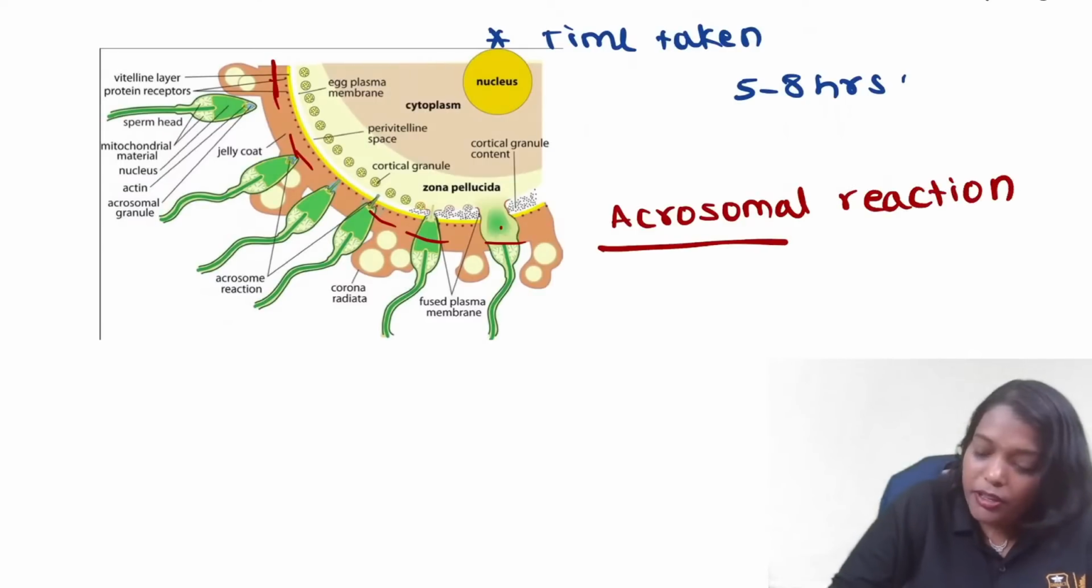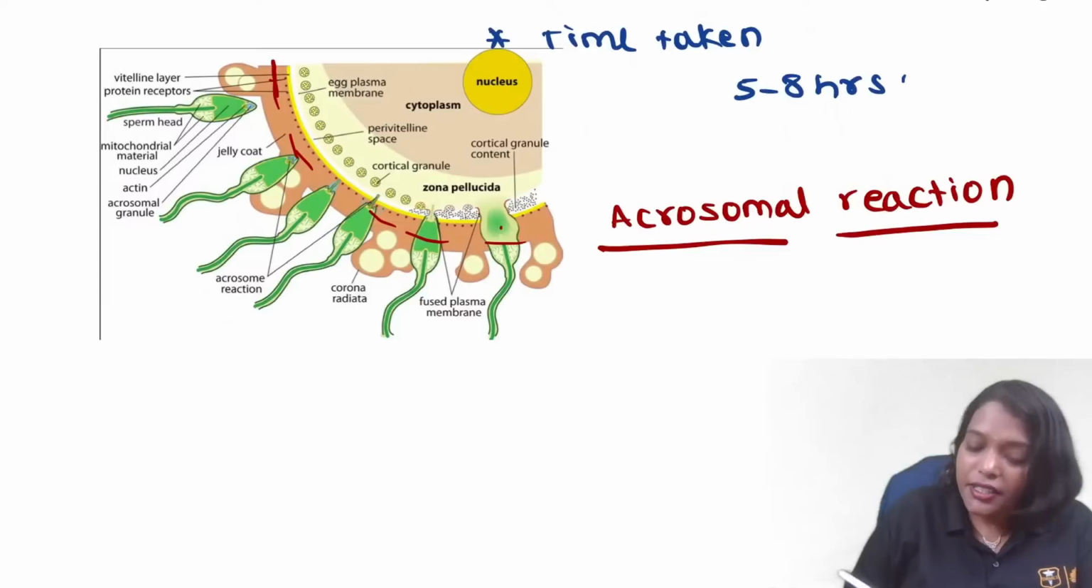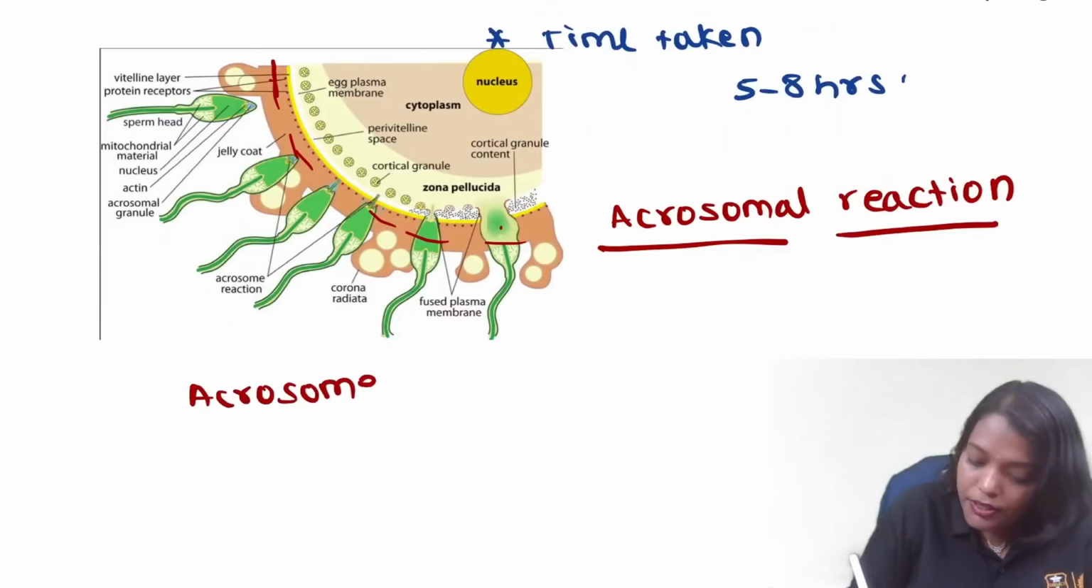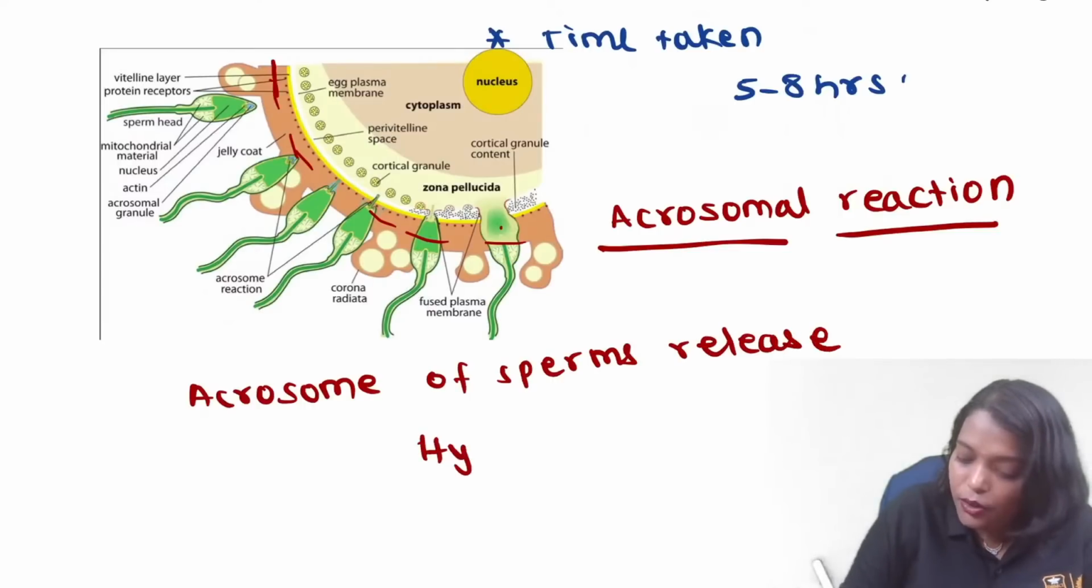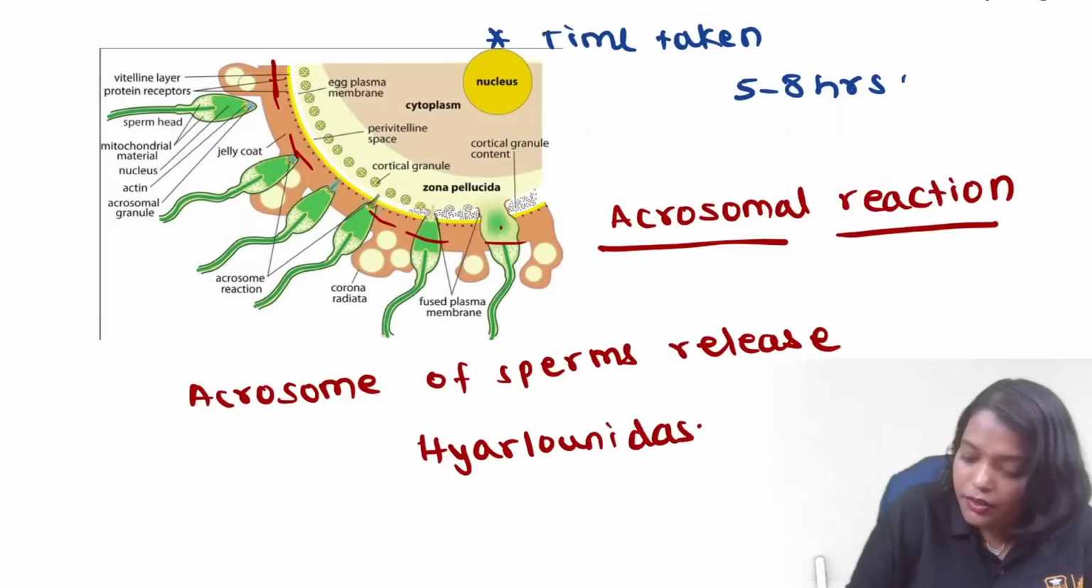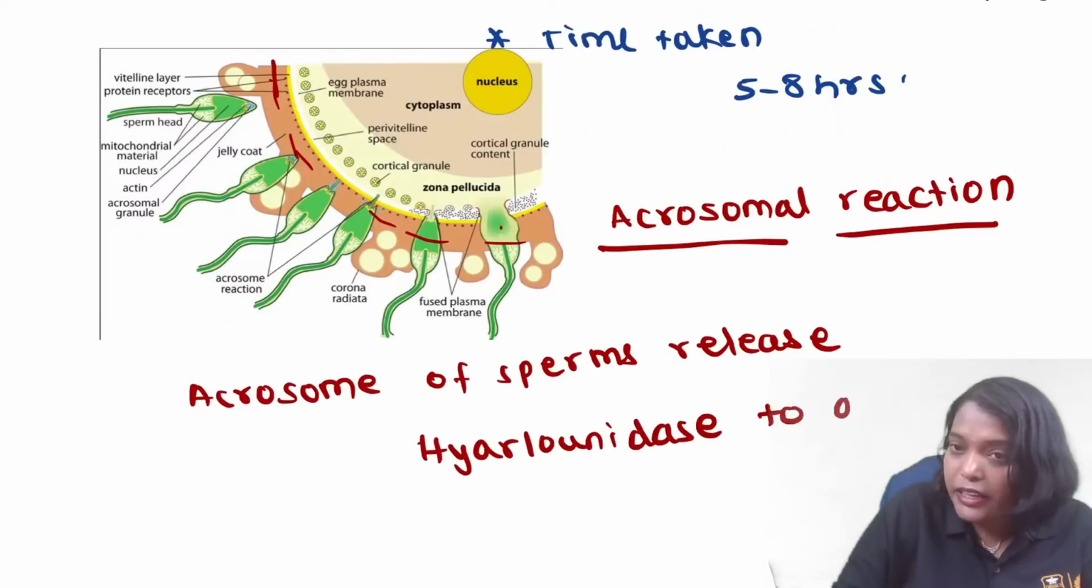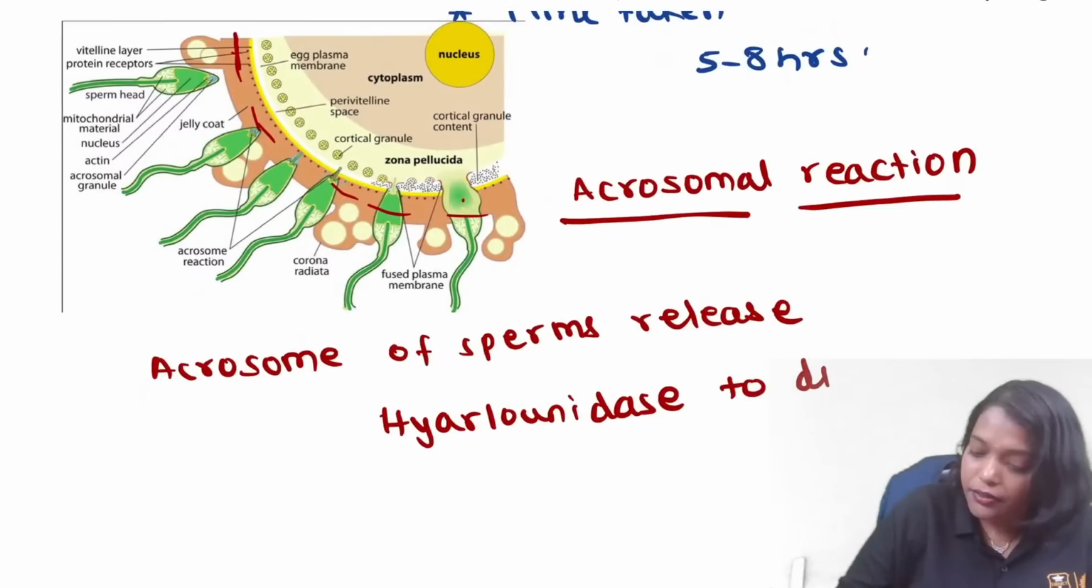So what is acrosomal reaction? Acrosomal reaction is the acrosome of the sperms releasing hyaluronidase to dissolve the zona pellucida.